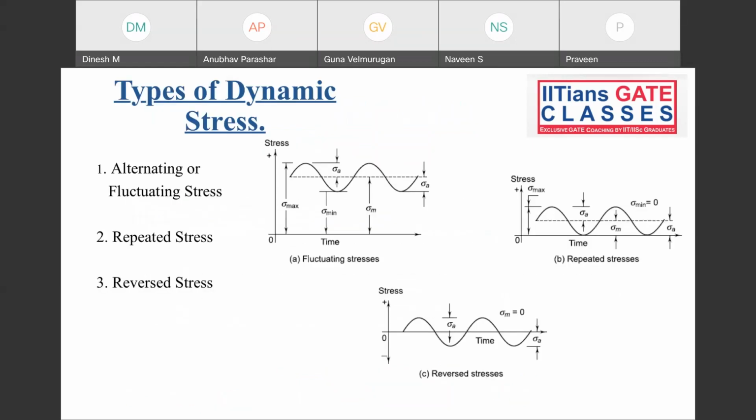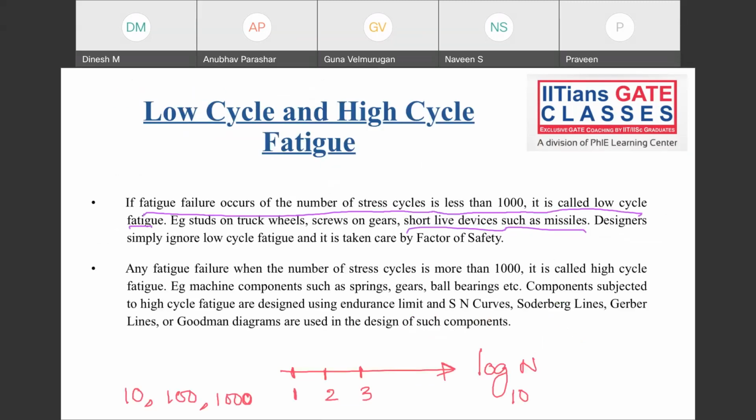Are you able to understand what exactly I'm talking about? What exactly do I mean by a cycle? This is one stress cycle. Then you'll have another stress cycle. One cycle starts, goes to the peak, then goes to the bottom peak, then ends at zero. So how many cycles can the material sustain? Yes, the material can fail even at 10 cycles, or 100 cycles, or 1000 cycles. Possible. These are all short-lived devices.